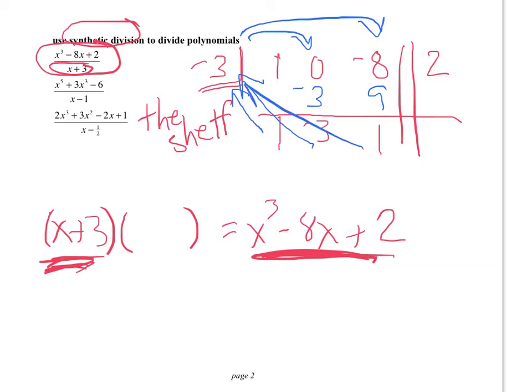1 times negative 3 is negative 3, and you add that to the 2. So here's the negative 3. I'm going to add it to the 2. And what I get now is negative 1. Now, that's the remainder. Negative 1 is the remainder. And what are these other 3 numbers? This 1, this negative 3, and this 1? Those are the coefficients of the quotient.